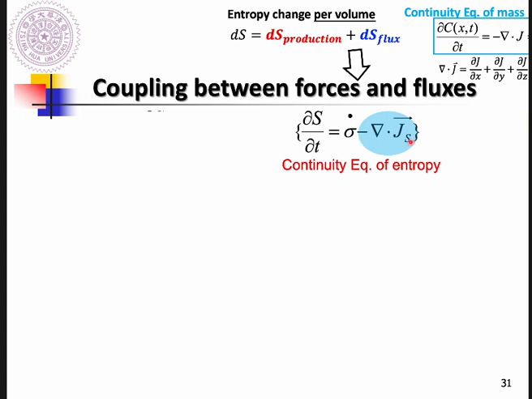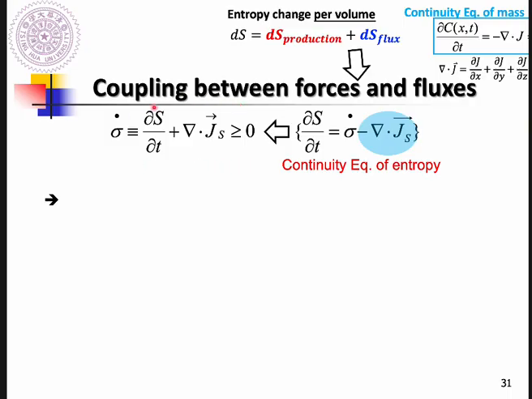So it's the negative flux of entropy, and we take the gradient of the flux of entropy. Then we move this term to the left-hand side. So we have this equation: sigma dot, the entropy production rate per volume, equals this plus this. Then we already have sigma dot, right?